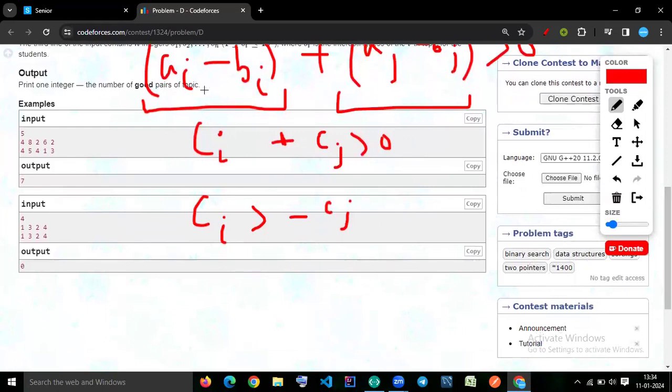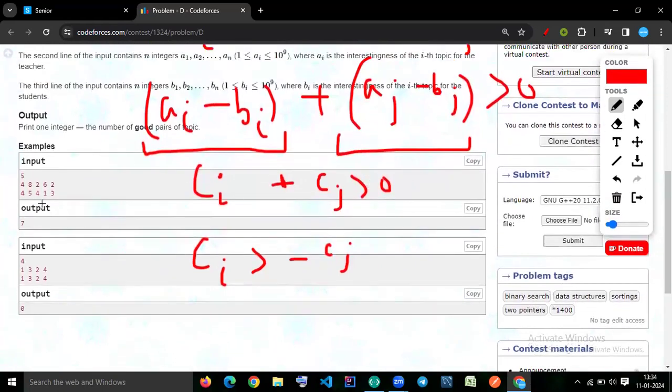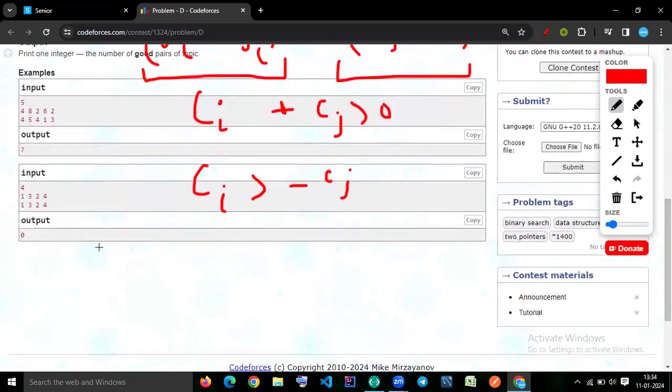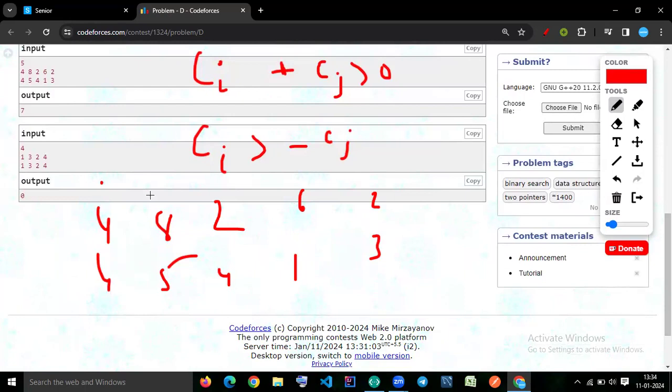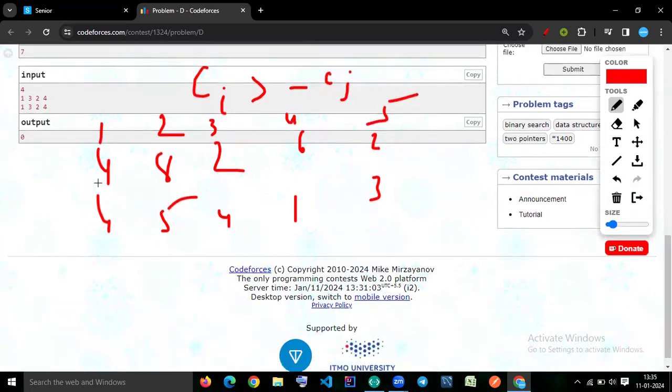So right now we have to find A_i minus B_i, the difference from the students. Let's try to find the difference. A is 4, 8, 2, 6, 2 and B is 4, 5, 4, 1, 3, with indices 1, 2, 3, 4, 5. So A_i minus B_i: 4 minus 4 becomes 0, 8 minus 5 becomes 3, 2 minus 4 becomes minus 2, 6 minus 1 becomes 5, and 2 minus 3 becomes minus 1. This is what we are getting.